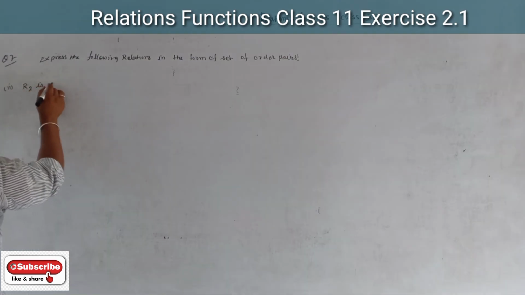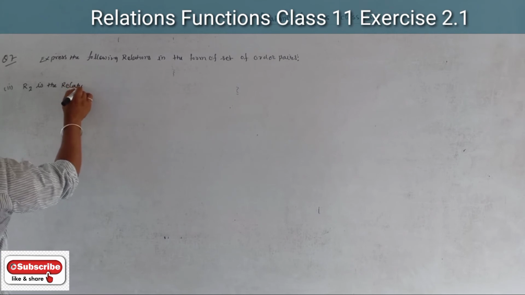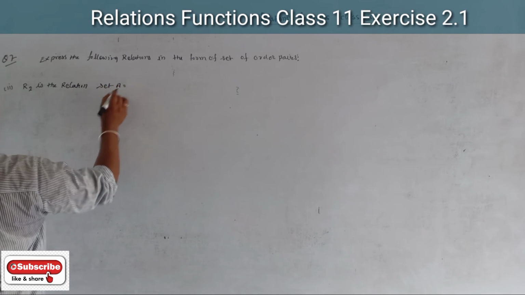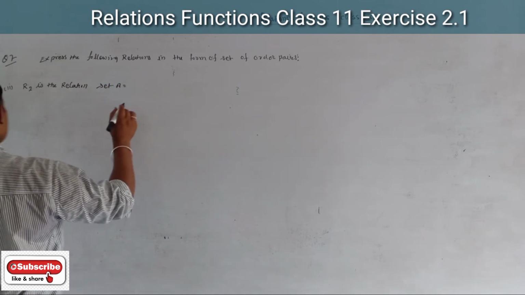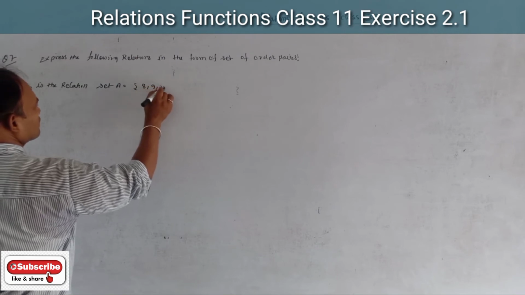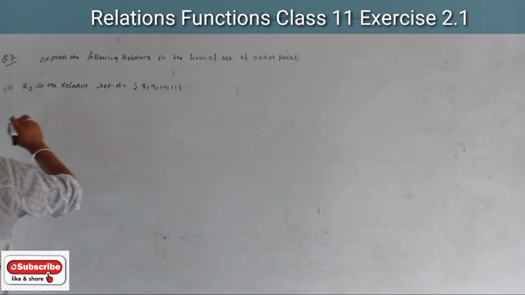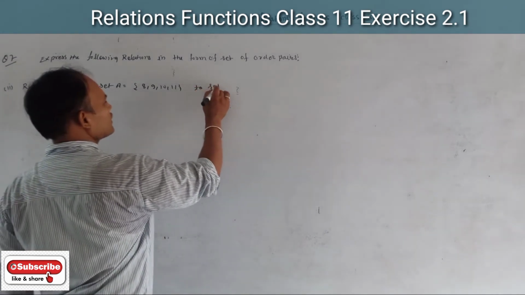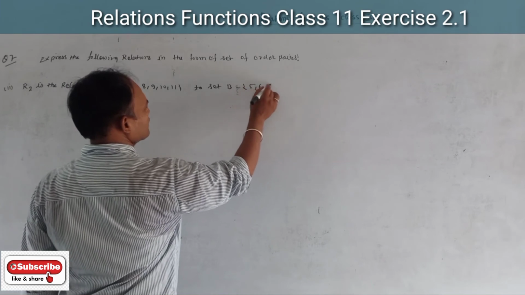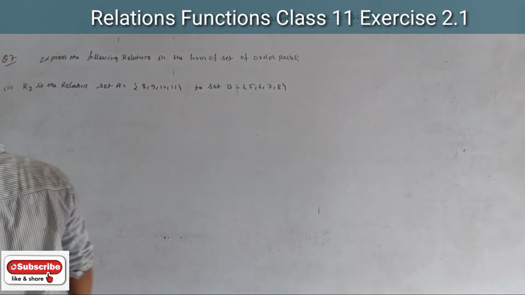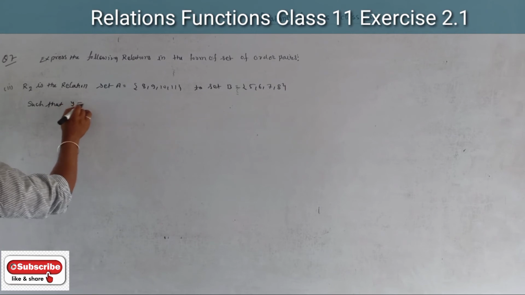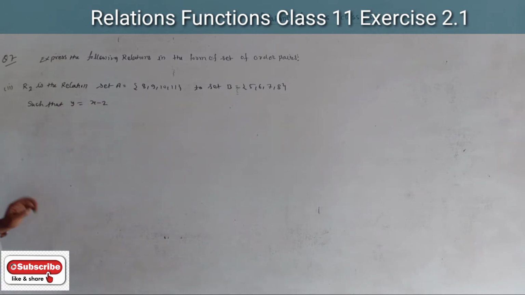R2 is the relation from set A equal 8, 9, 10, 11 to set B 5, 6, 7, 8. It is given such that y equal x minus 2. y equal x minus 2.